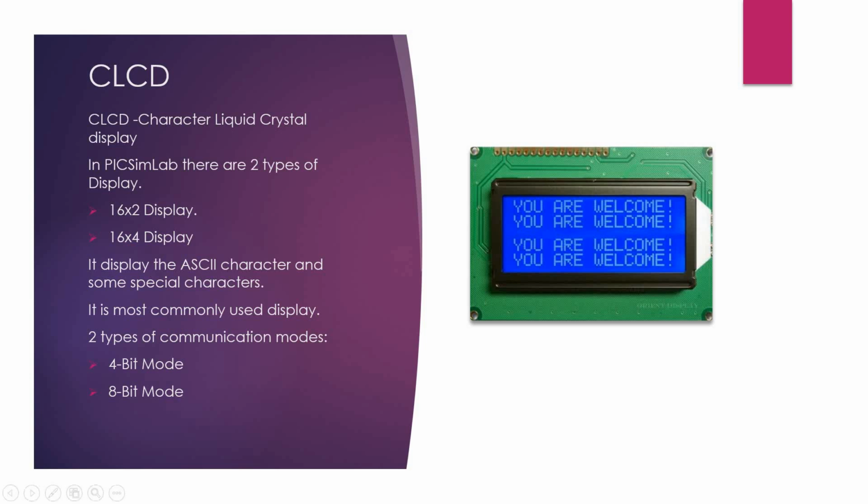This is the LCD where we can see the display. It's a character liquid crystal display. It can be of two types, like 16x2, and the picture we can see here is a 16x4 display. It displays all the ASCII characters and some special characters. It mostly uses two types of communication: 4-bit or 8-bit mode.